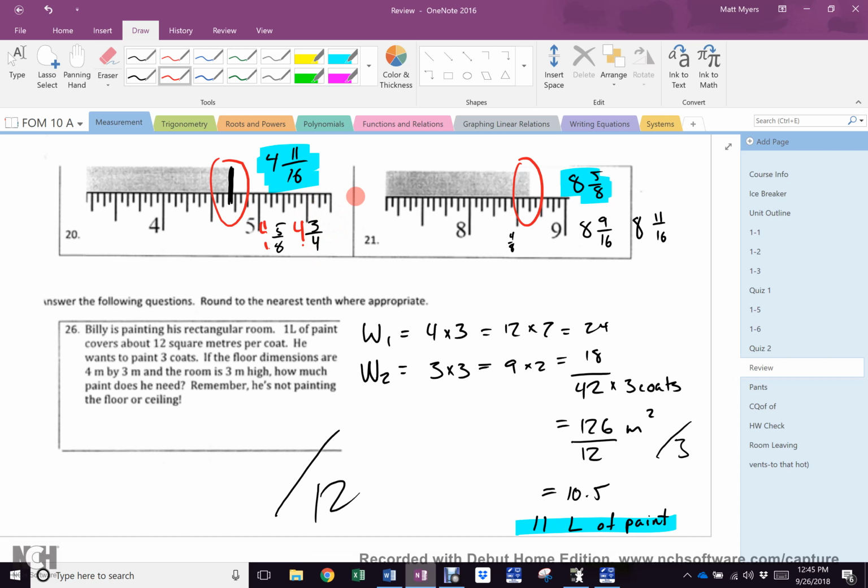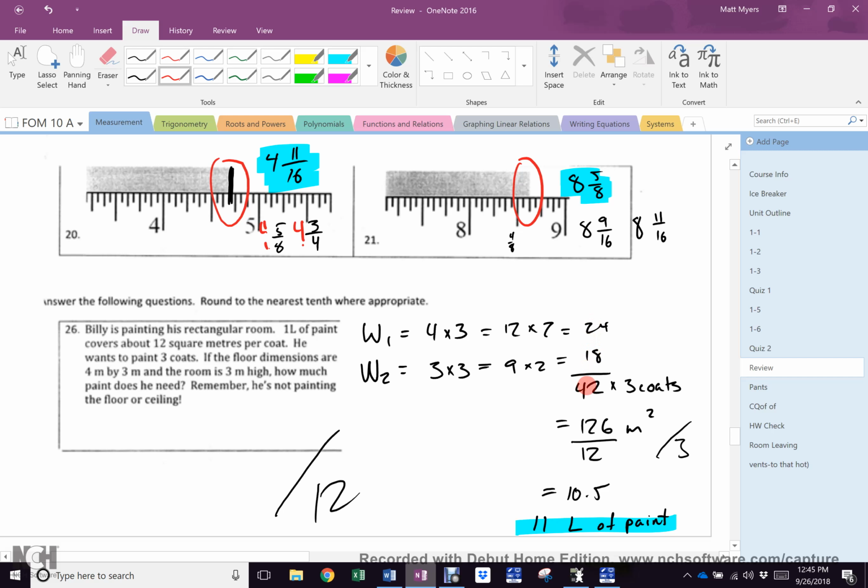And down at the bottom here, I am painting my walls. There are 4 walls. Wall 1 is 4 meters by 3 meters, which is 12. But there's 2 of them, so times 2, 24 meters. The second wall is 3 meters by 3 meters, which is 9, but there's 2 of them because Billy does not live on television. There are 4 walls in his room. 24 and 18 is 42.